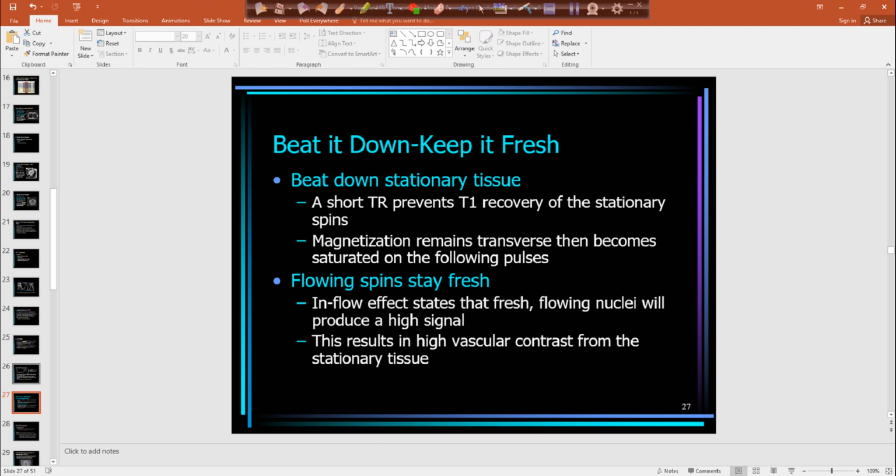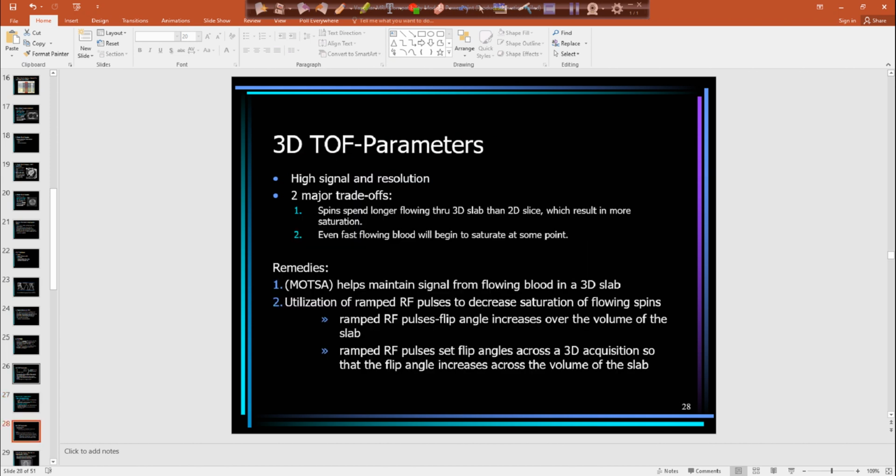This is just a reminder of stationary tissues versus fresh. That's just a slide that's repeated from our flow. So remember, stationary tissue, saturated, beaten down. Flowing blood, fresh, higher signal.